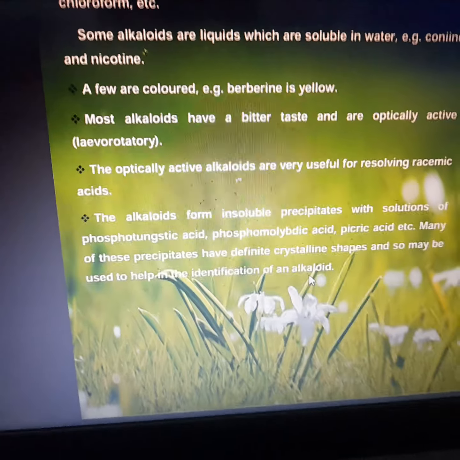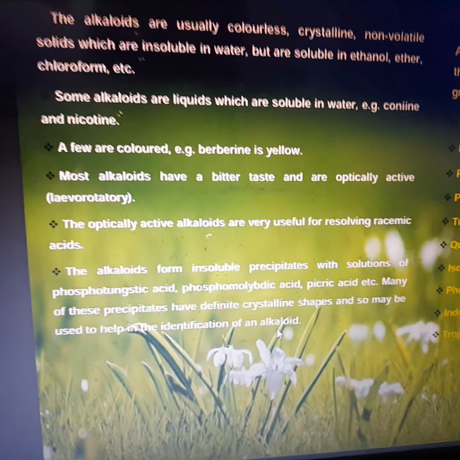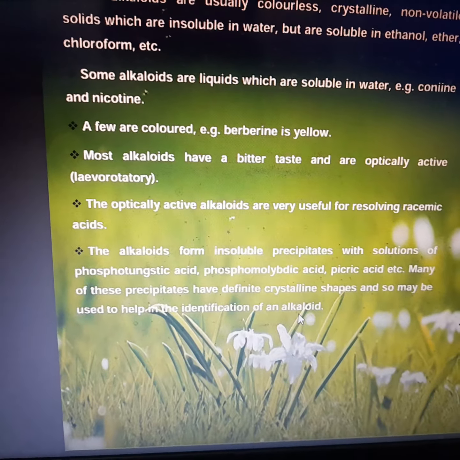So the classification of alkaloids, we will discuss in the next video.